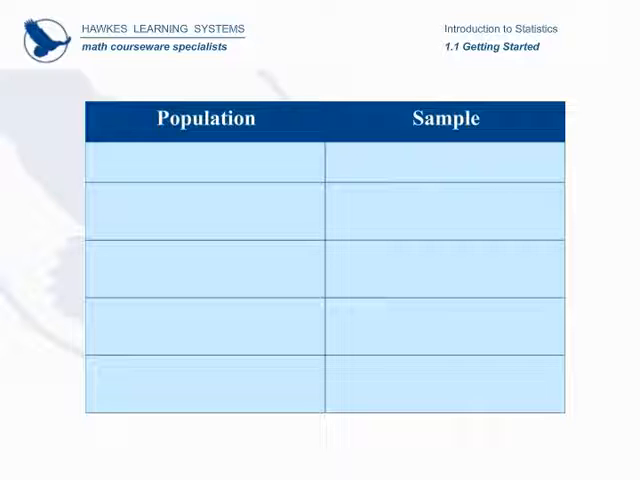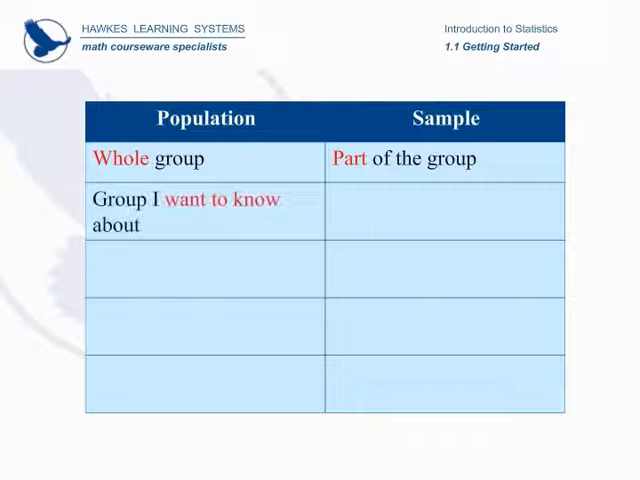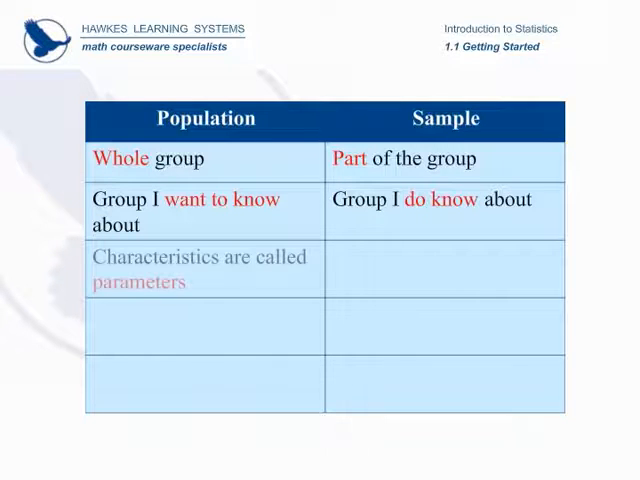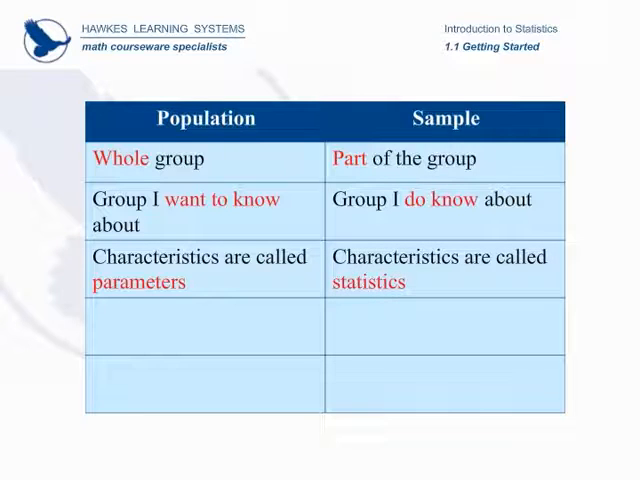Let's continue on taking a look at some examples. A population is the whole group. The sample would be part of the group. The population would be the group I want to know about. The sample would be the group I do know about. The population would consist of characteristics which are called parameters. A sample would consist of characteristics which are called statistics.